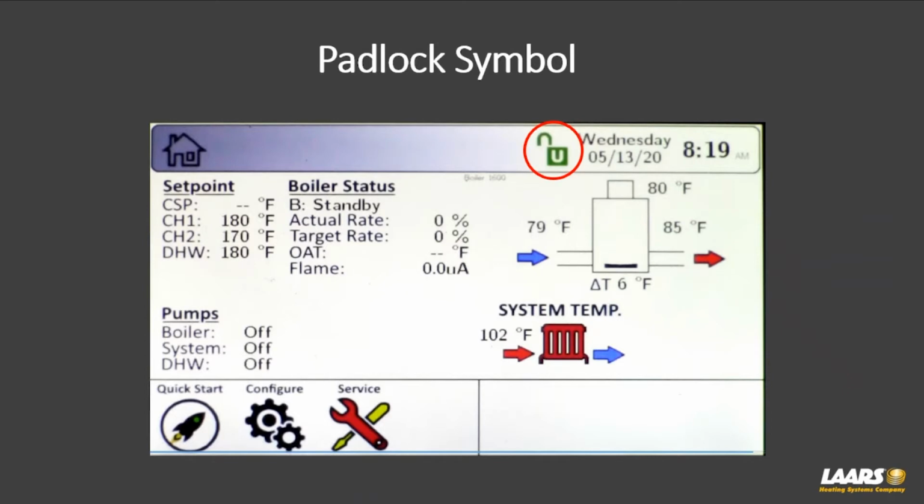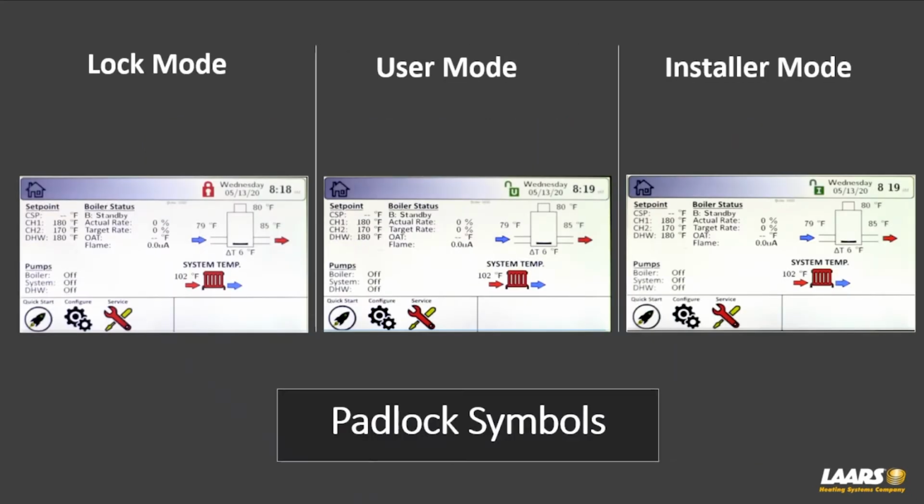Next, we'll talk about the padlock symbols. In here, you're looking at a padlock symbol that's unlocked, and it has the letter U, and that letter U is for user. And that's how it's defaulted leaving the factory. And there are 3 different modes for the padlock.